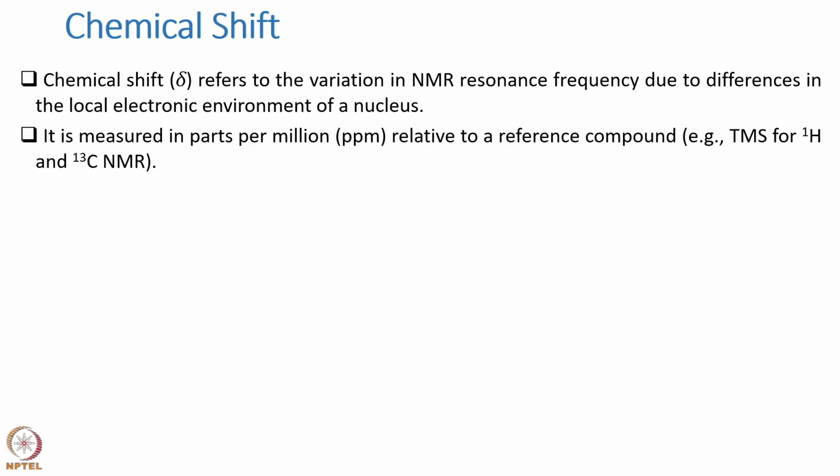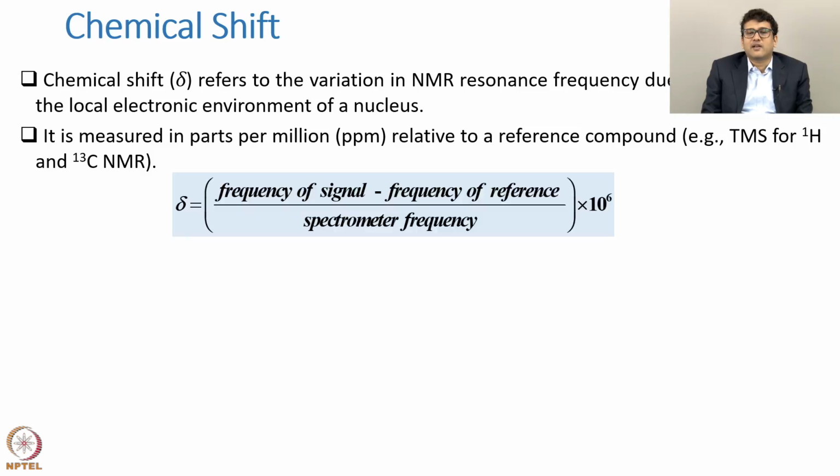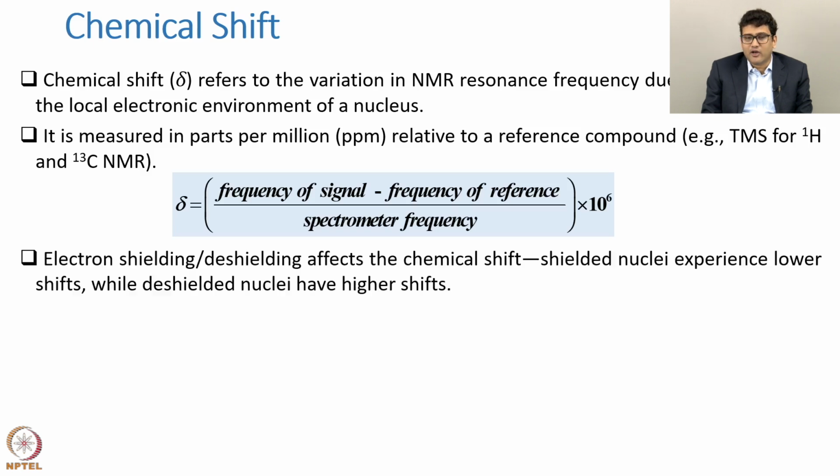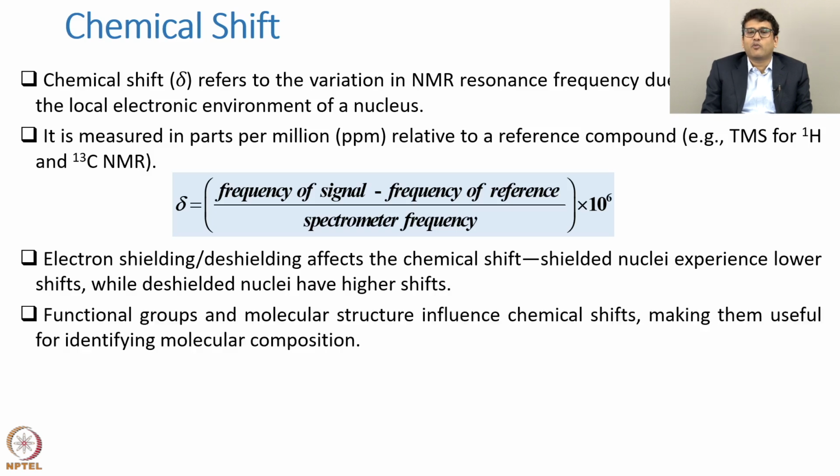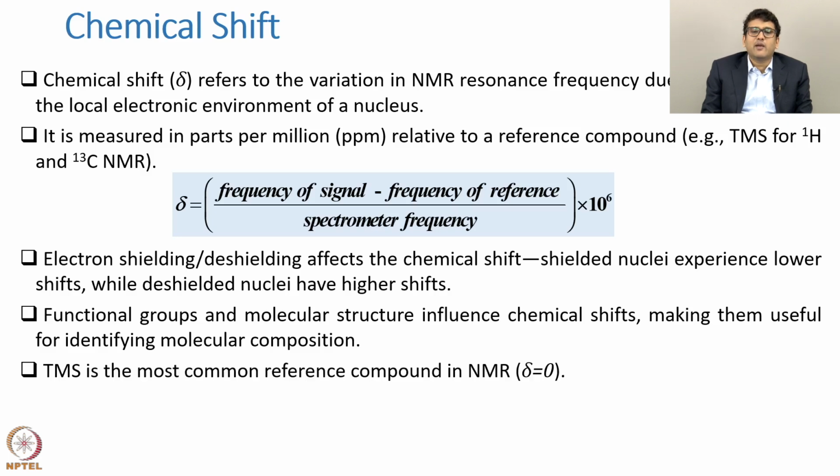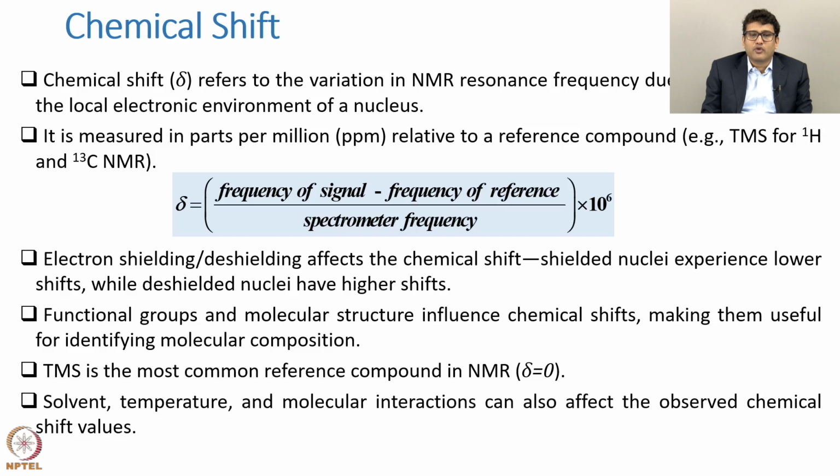For example, trimethylsilane for 1H, the proton NMR, or 13C NMR. The frequency shift is generally calculated as the frequency of the signal minus the frequency of the reference, divided by the spectrometer frequency, times 10 to the power 6. Electron shielding and deshielding affect the chemical shifts. Shielded nuclei have lower shifts, while deshielded nuclei have higher shifts. Functional groups and molecular structure influence chemical shift, making them useful for identifying molecular compositions. TMS is generally the most common compound used as the NMR reference, and its shift is considered to be 0. Of course, solvent, temperature, and molecular interaction can also affect the observed chemical shift.